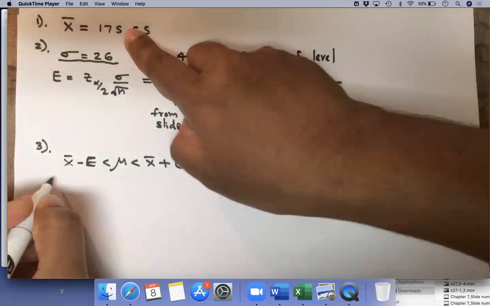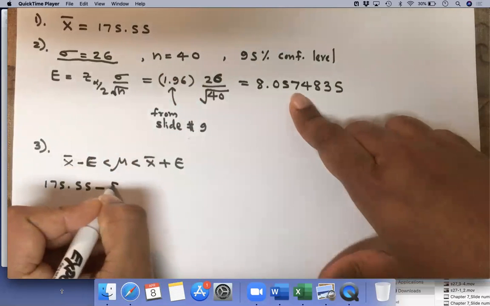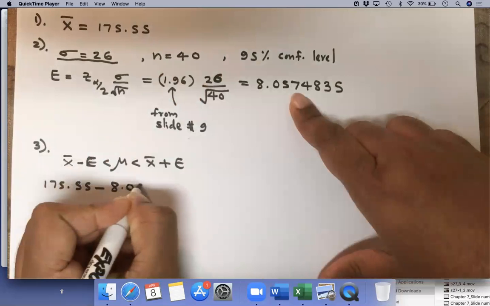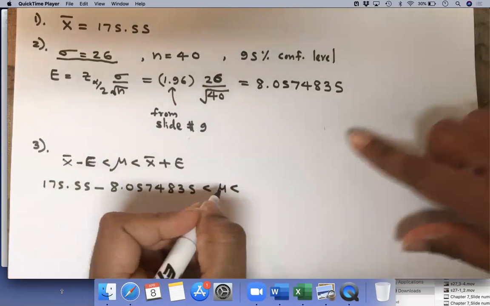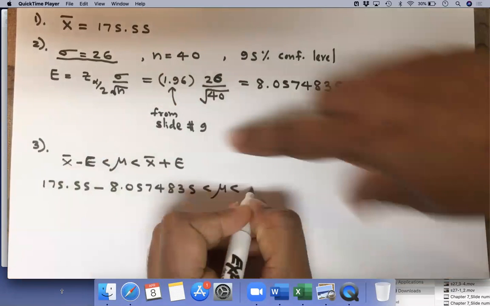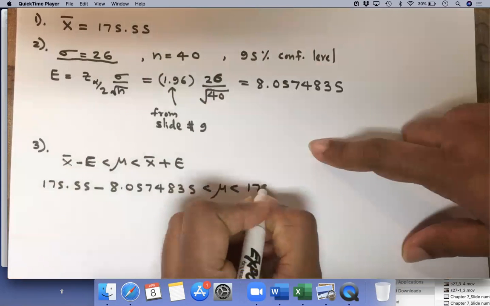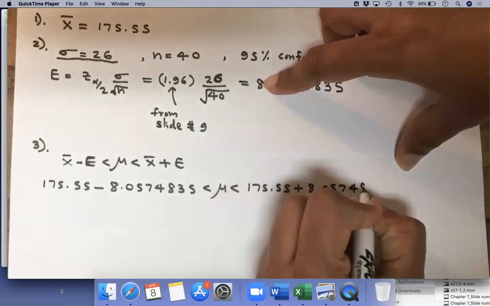I will substitute values here. What is our x bar? It's 175.55 minus our margin of error, 8.0574835, less than mu less than x bar, again the same value, 175.55. Here it's plus, again the margin of error, 8.0574835.